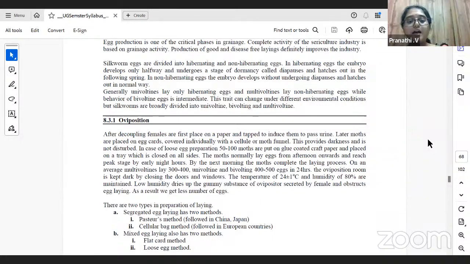The oviposition room is kept dark by closing all the lights, doors and windows. Temperature is around 24 plus or minus 1 degree Celsius, so 23 to 25 degrees Celsius. Humidity is around 80%. Low humidity dries up the gummy substance of the ovipositor secreted by the female, which will obstruct the egg laying. That is why you need 80% humidity. As a result, we get fewer eggs in case it gets dried up.